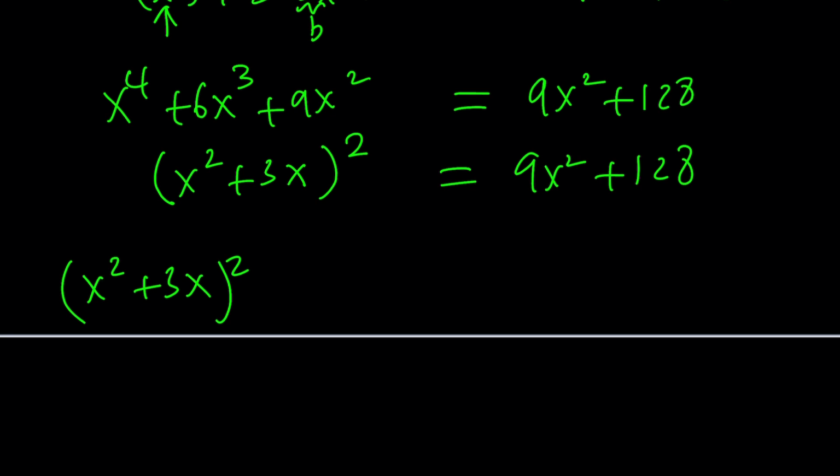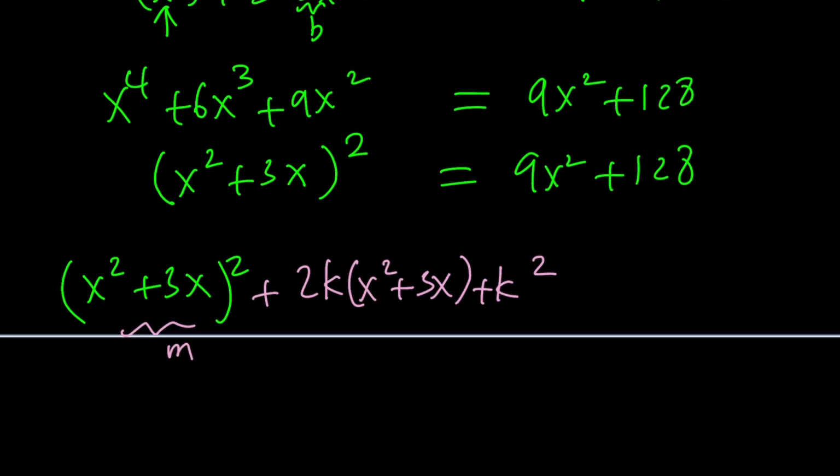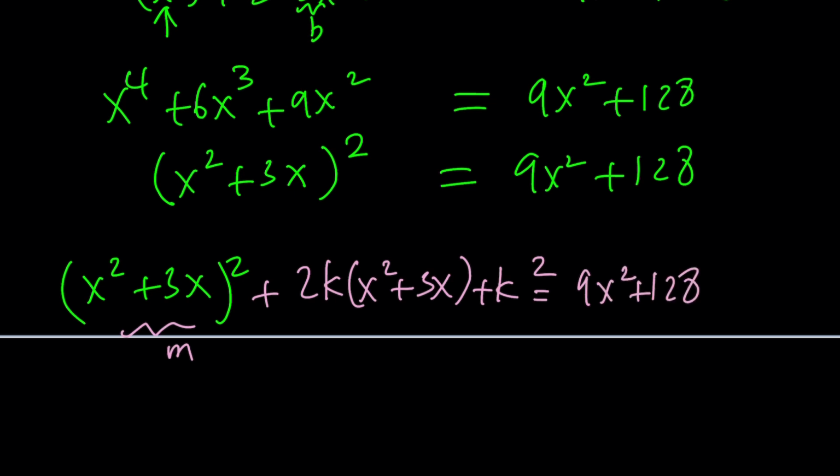I'll be adding 2k times x squared plus 3x plus k squared. You know why? Because this just becomes another square. Think about it. If this is like m squared plus 2km plus k squared, it's m plus k quantity squared. Make sense? Awesome. Now this is going to equal what? This is going to equal 9x squared plus 128 plus 2k times x squared plus 3x plus k squared. Of course, I have to add that term on both sides, right?